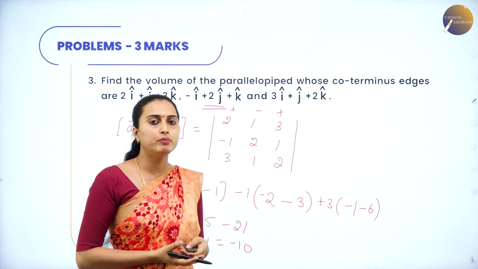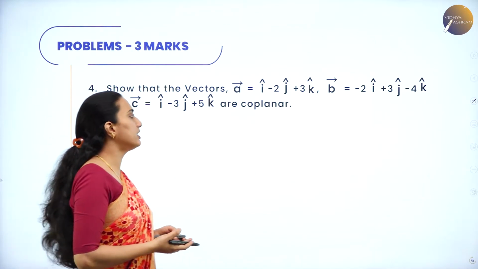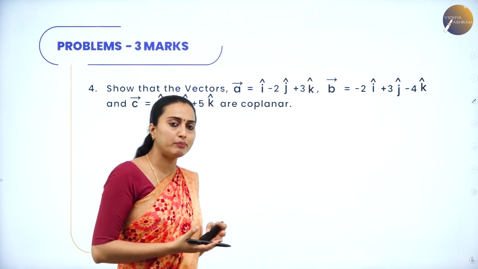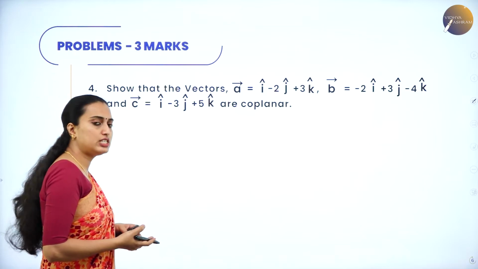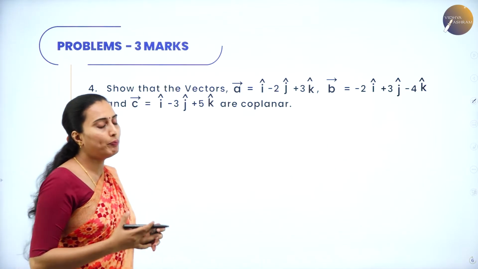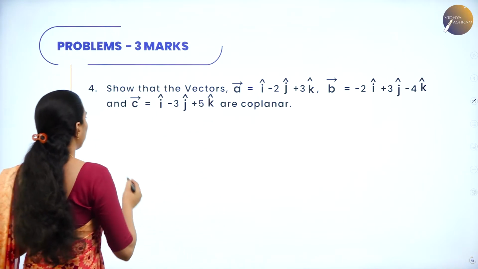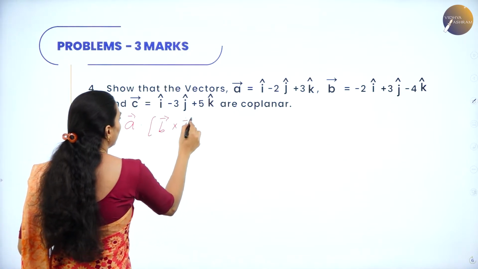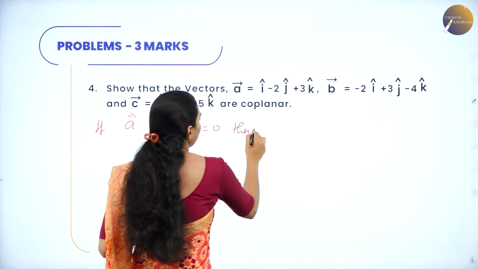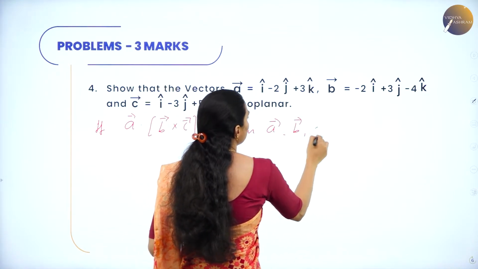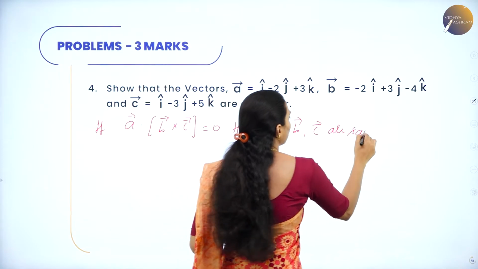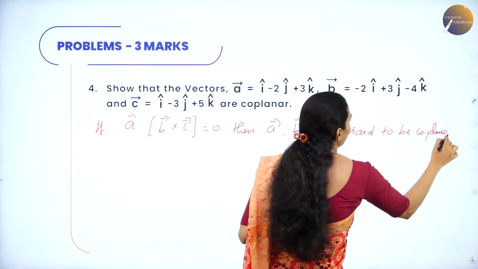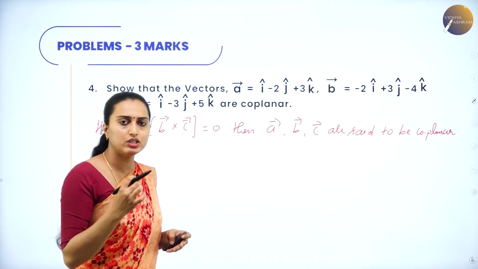That's it. Now, we'll be moving on to the next problem. Show that the vectors A vector, B vector, C vector are coplanar, where A is i minus 2j plus 3k, B vector is minus 2i plus 3j minus 4k, and C vector is i minus 3j plus 5k. What is the coplanarity condition, dears? The coplanarity condition is nothing but if A dot B cross C is equal to 0, then A vector, B vector, C vector are said to be coplanar, isn't it? Now, we'll be moving on to solving A vector dot B cross C.